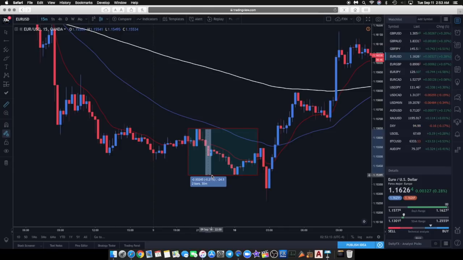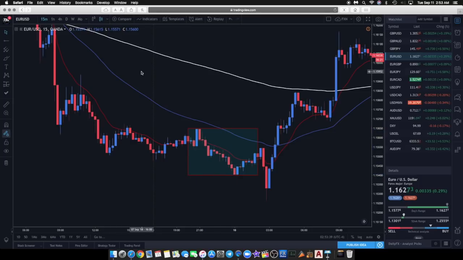So you can see, wow, this is actually perfect. Look at that. 25 pips right there, Asian session. You see that? Almost 25 pips. It actually is 25 pips. Yep, 25 pips, Asian session.